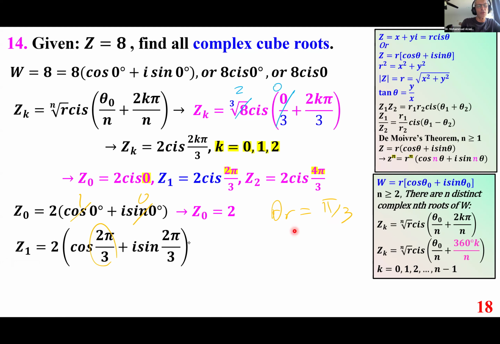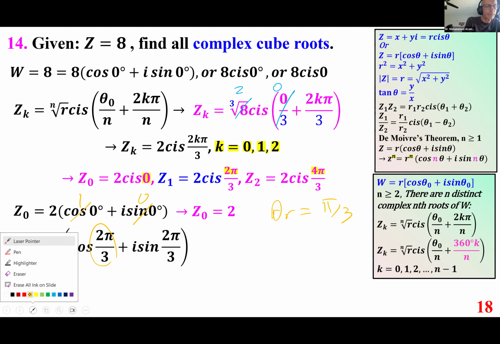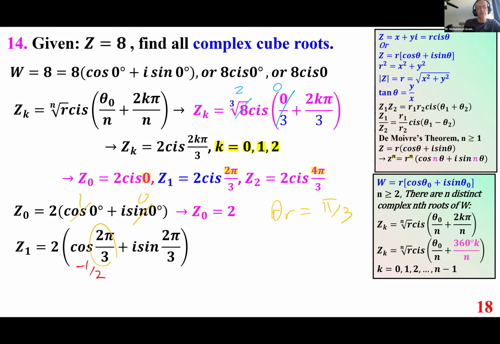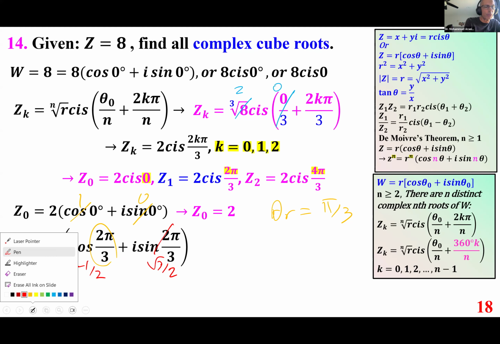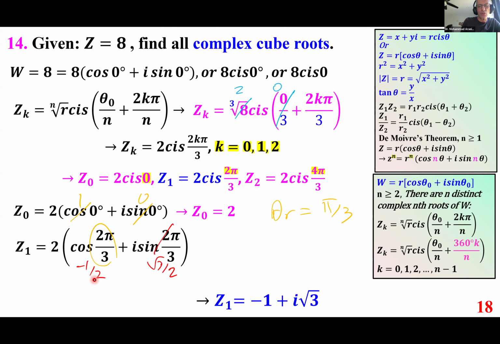So they're just like pi over 3, cosine of pi over 3, but both of them, of course, in the second quadrant. Cosine is negative, sine is positive. So this cosine of pi over 3 is 1/2, but this is negative 1/2. Sine of pi over 3 is positive square root of 3/2, and in the second quadrant, sine is positive. So we're going to multiply by 2. The result will be z sub 1 is negative 1 plus i square root of 3.